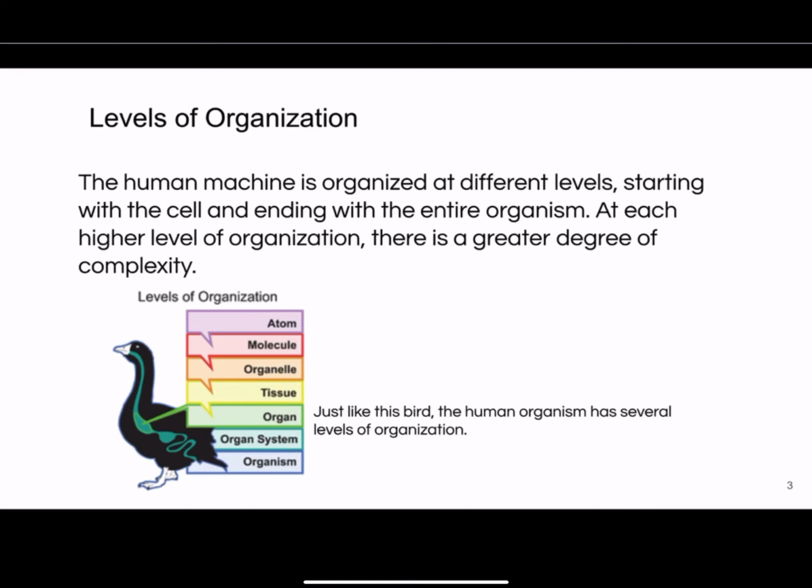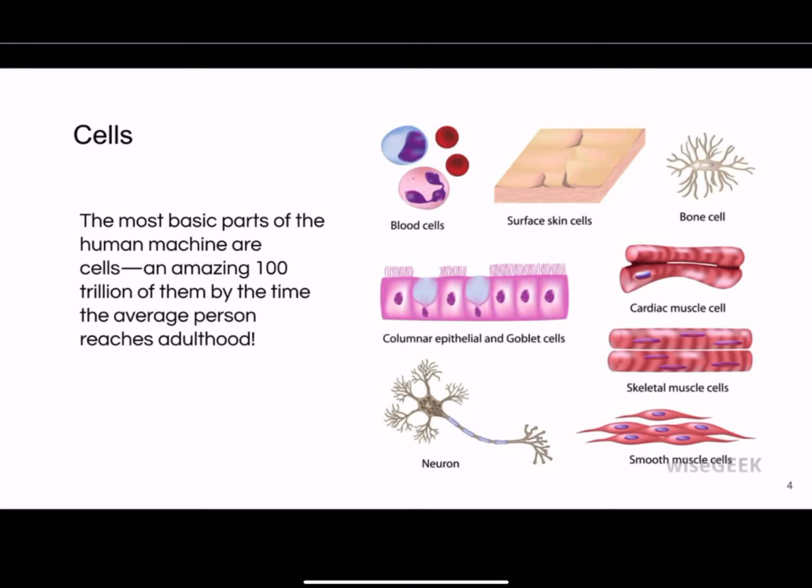So I wanted to start body systems by talking about levels of organization. It's important to understand that the human body is organized at different levels, starting with the cell. If we were to break the human body down to the smallest unit, it would be the cell, and the largest unit would be the whole organism. At each higher level of organization, there's a greater degree of complexity. The cell is pretty complex, but tissues are even more complex, and organs get even more complex. We're going to go through those really quickly.